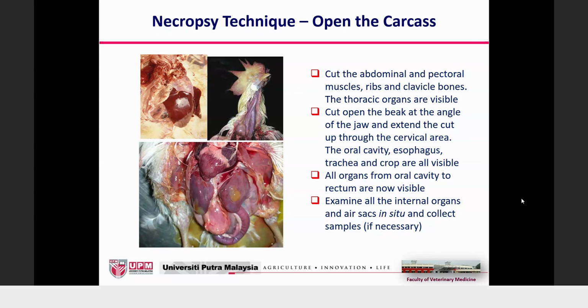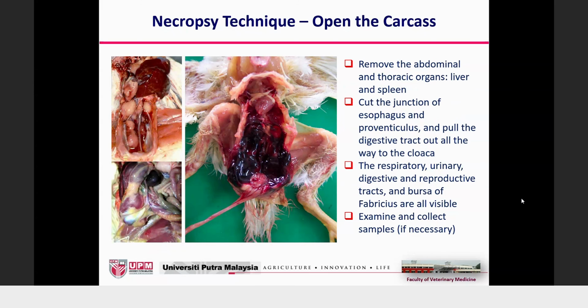And in this necropsy, you also open the carcass. You start to remove all those organs. Everything is exposed. Then you start to examine and possibly collect a sample. Because you can see here, in this case, the respiratory, urinary, digestive, reproductive, and vascular organs are all visible. So in this case, of course, there is hemorrhage. The hemorrhage is from the capsule of the kidney of the chicken, and this is due to leukosis. This is a case of leukosis.